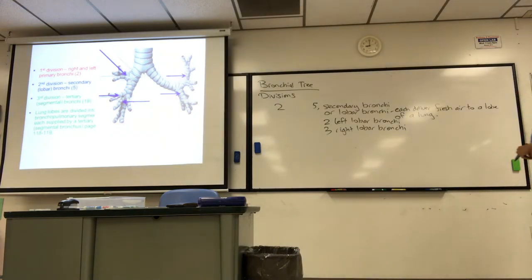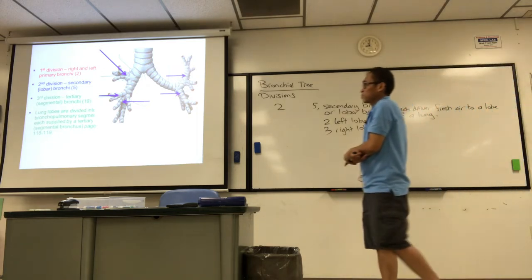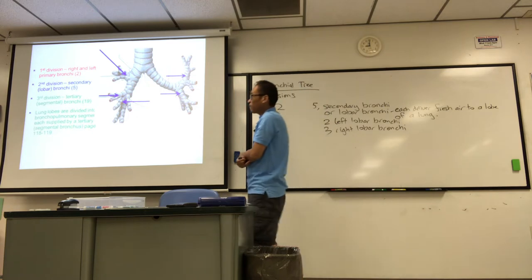They have individual names, but just call each of them a lobar bronchus or secondary bronchus. You'll be fine in terms of identification. So I tried to point to them just to show you that there's two on the left, three on the right, for a total of five.